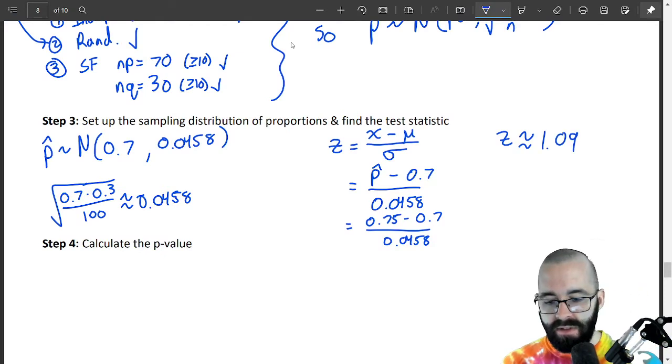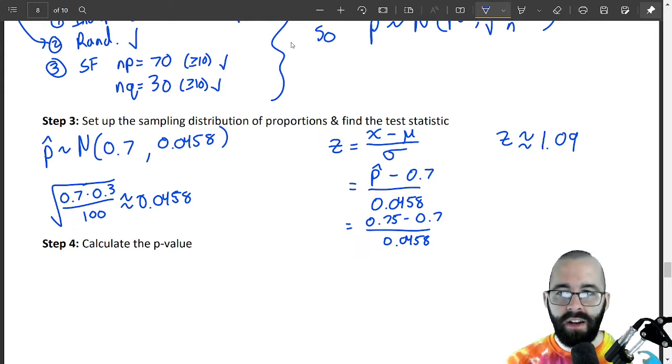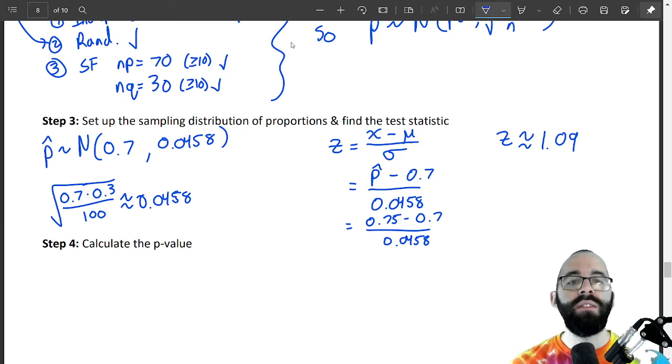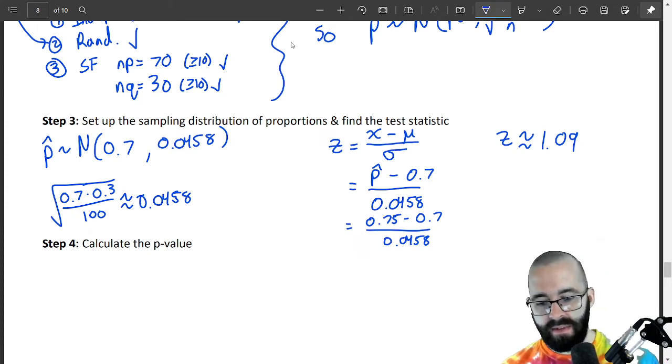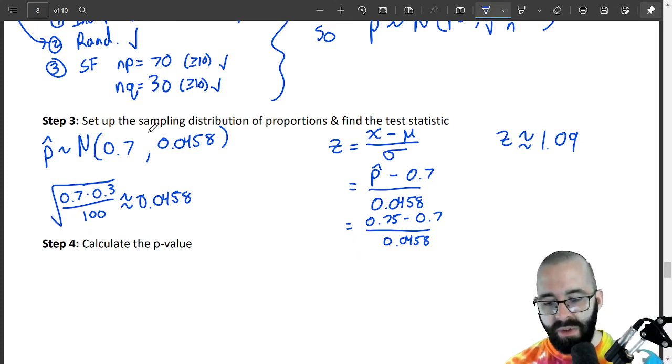So on average, 70% are going to experience relief given our assumption, assuming our assumption is correct, plus or minus 4.5%. And in our specific sample, we're a little bit more than one standard deviation away from the mean. So that's what we needed to do in step 3.